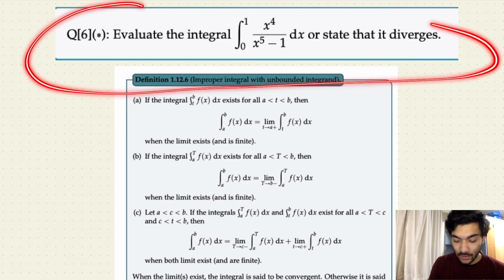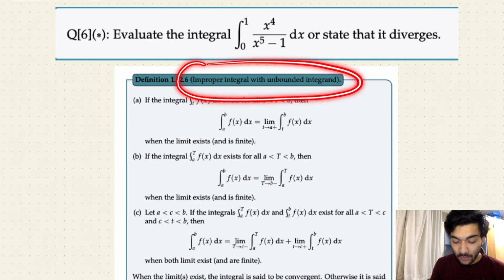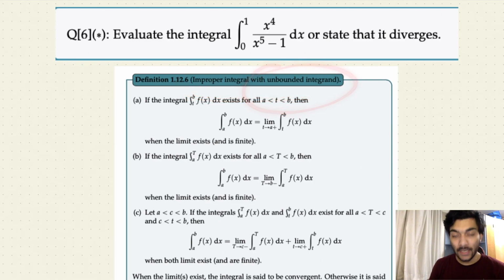So let's continue our discussion on solving improper integrals. And in this video, we'll know the strategy or the steps required in order to solve improper integrals with unbounded integrand. But before watching this video, I will highly suggest you to first watch my previous videos in order to get the full context of this video.